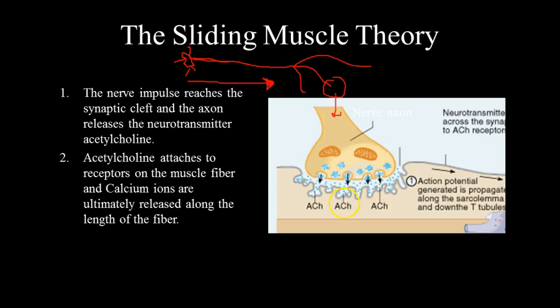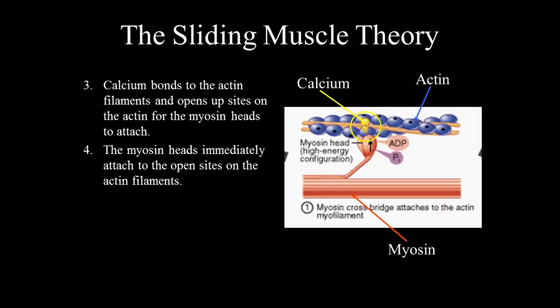And that acetylcholine attaches to the muscle fibers on the cell, and it causes calcium to get dumped inside the muscle fiber. So first acetylcholine is released, it binds to the muscle, and once it connects, all of a sudden calcium just gets dumped into the muscle fiber. That calcium then attaches itself to the thin filament, or the actin. So here's the actin here, here's the calcium. The calcium will just grab onto the actin filament, and it causes little doorways or sites on the actin to open up.